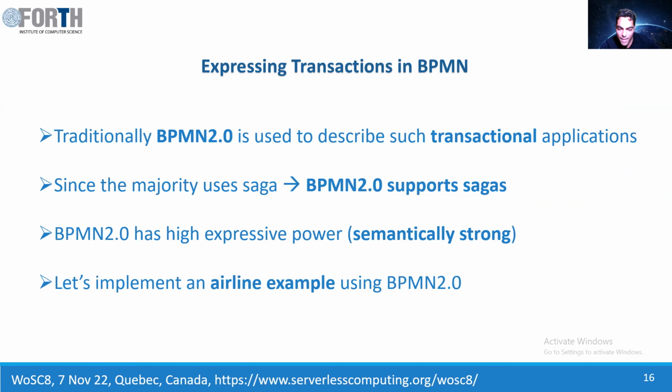Well, how about transactions, you may ask? The point here is that BPMN has high expressive power, and its semantic representations traditionally describe transactional applications. The saga pattern dominates the majority of them, and you can always think of sagas as smaller independent transactions that can be compensated if something goes wrong. Since BPMN supports sagas, let's see together an airline example.